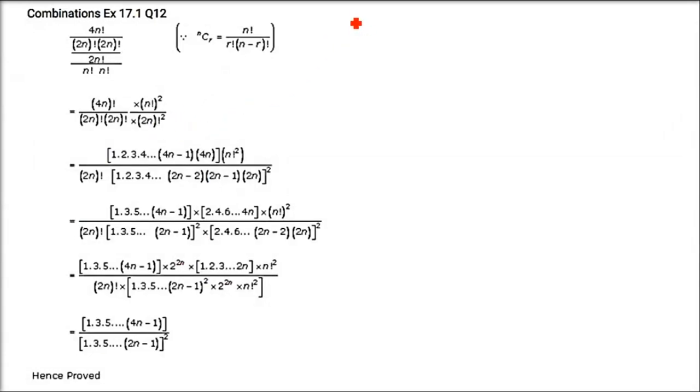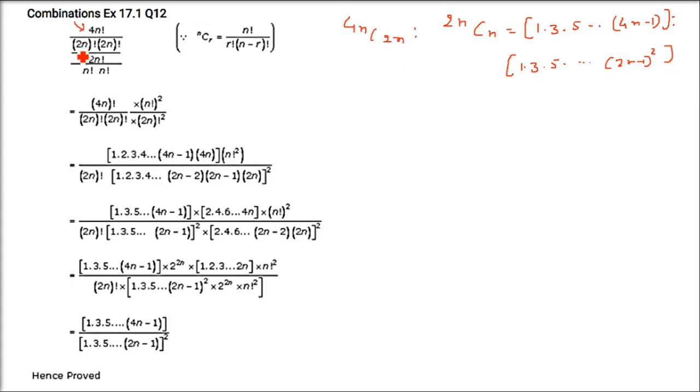Now we have to prove that 4nC2n : 2nCn is equal to 1.3.5 up to (4n minus 1) divided by (1.3.5 up to (2n minus 1)) whole square. Now see very carefully. This factorial 4n by 2n, let us write it first. It is 4n by 2n and this is 2n by n, factorial, this is 2nCn. So let us write 4nC2n first.